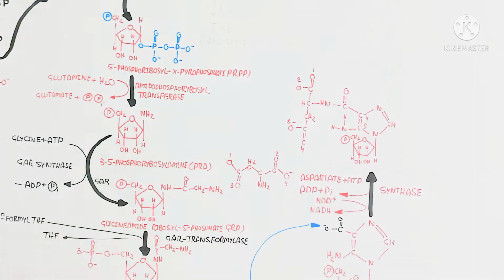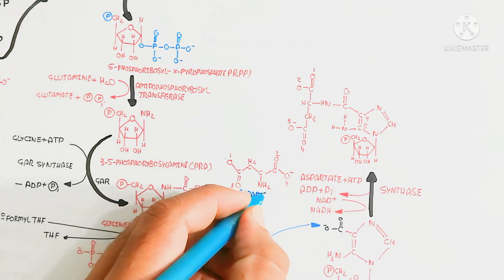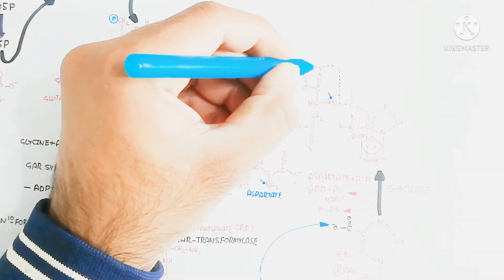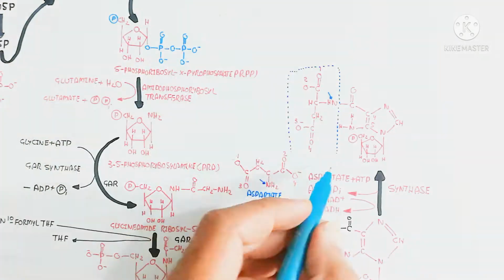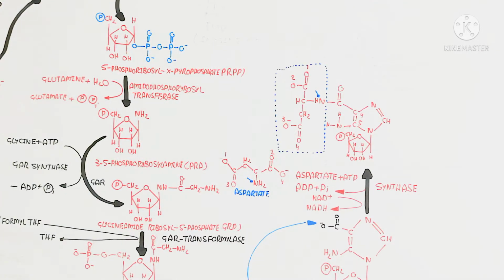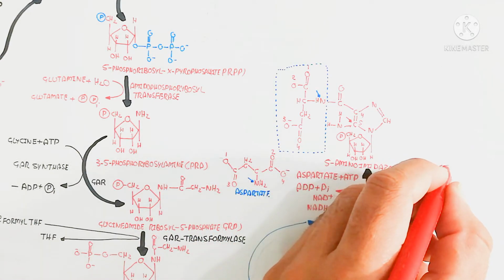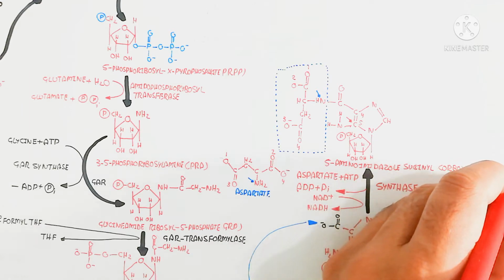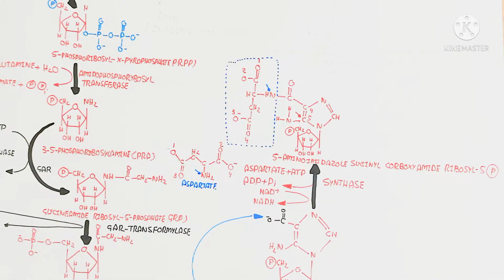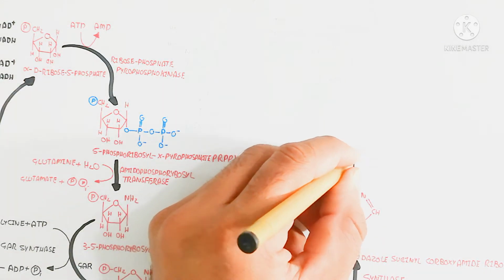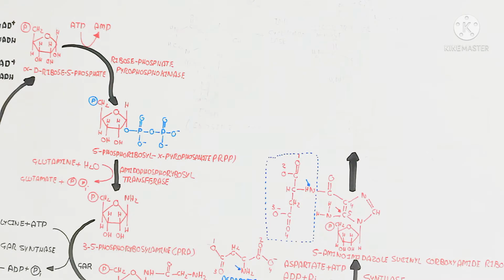So this is the aspartate, and here you can see the aspartate will be added. The oxygen is the same ratio, and here the addition of the aspartate, a nitrogen-containing bond, will occur. So in this way the bonding happens here, and here is the 5 carbon also containing the nitrogen. That is why it is known as the 5-amino imidazole succinyl carboxamide ribosyl 5-phosphate, because the 5 carbon also contains a phosphate group.